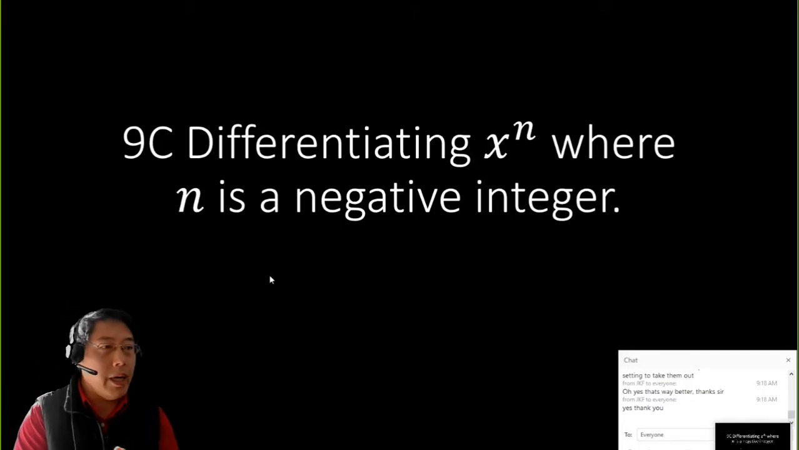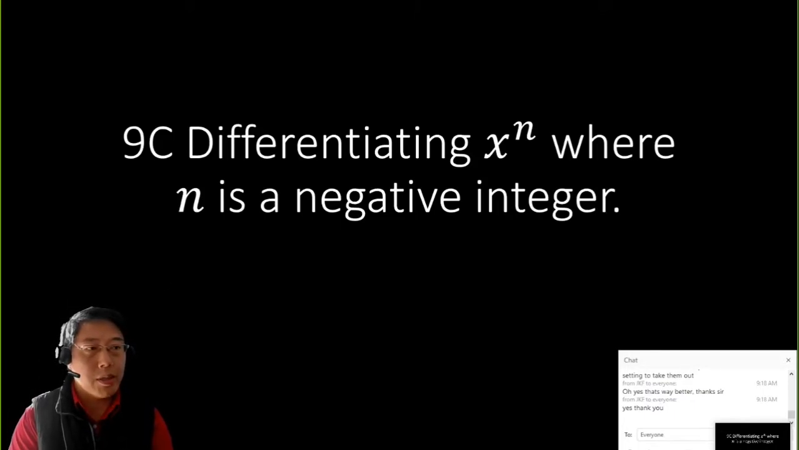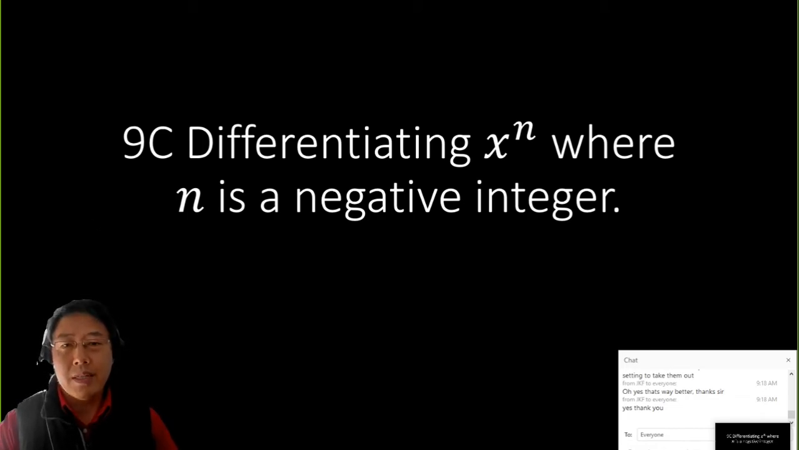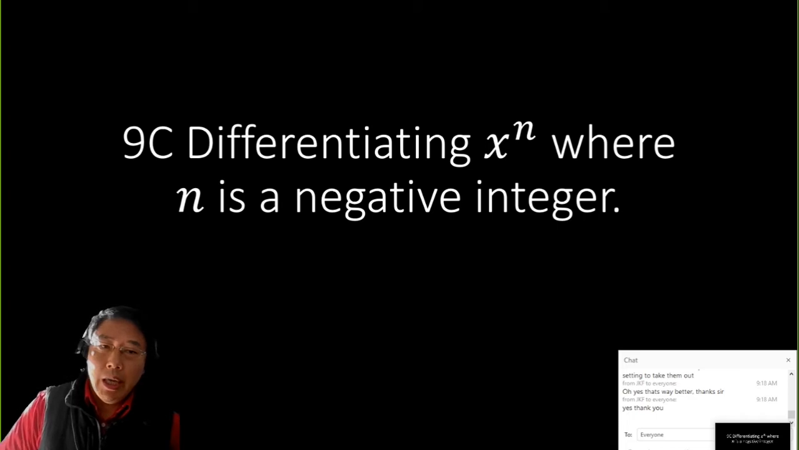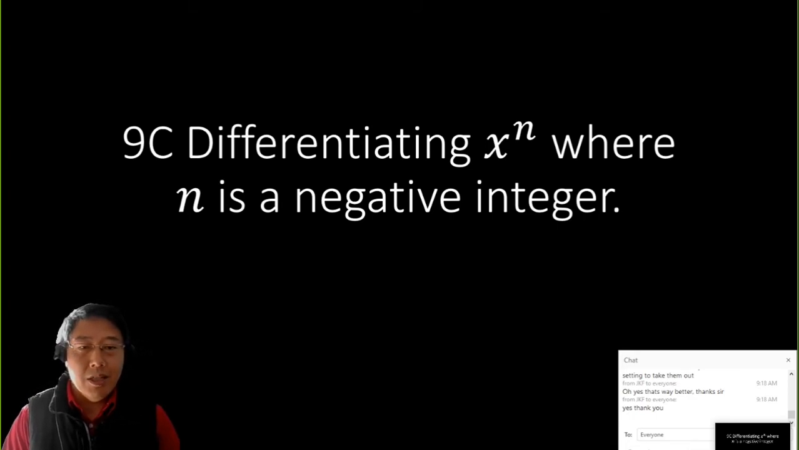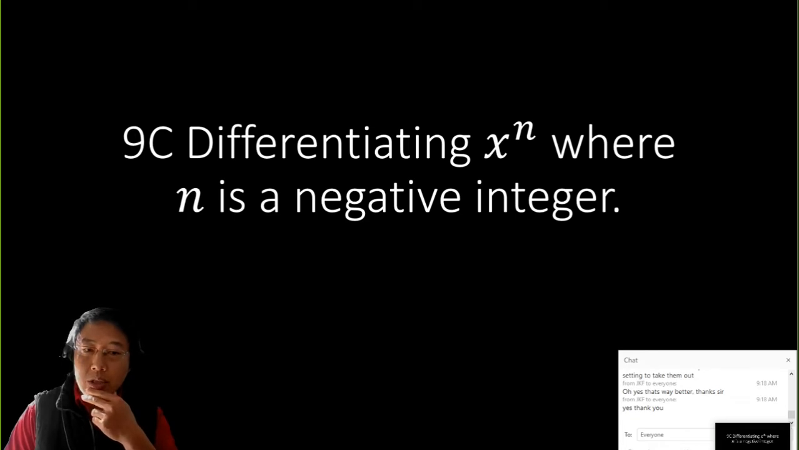Okay, so today I'll cover two exercises, 9C and 9D. So we'll start with differentiating x to the power of n, where n is a negative integer. Okay, we looked at before when n was just a positive integer.